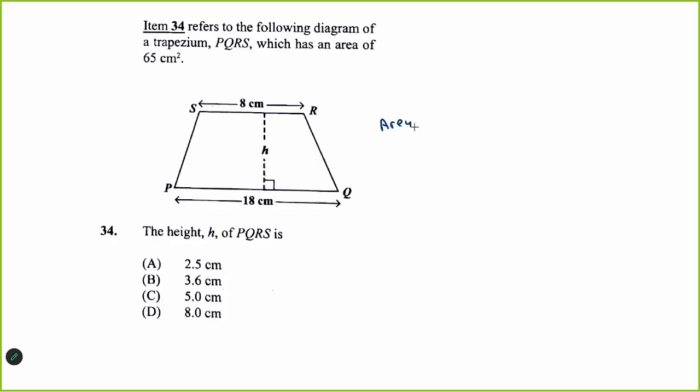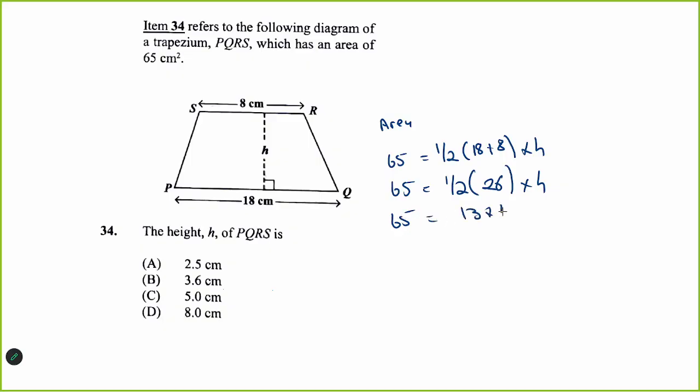Area as 65 is equal to half of 18 plus 8, times my height. 18 plus 8 is 26, so that's 26 times the height. So 65 is equal to 13 times my height. My height would be 65 divided by 13, which is 5. 13 times 5 is 65. So the answer is C.